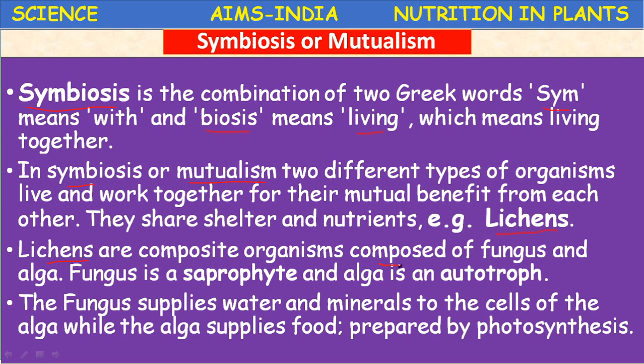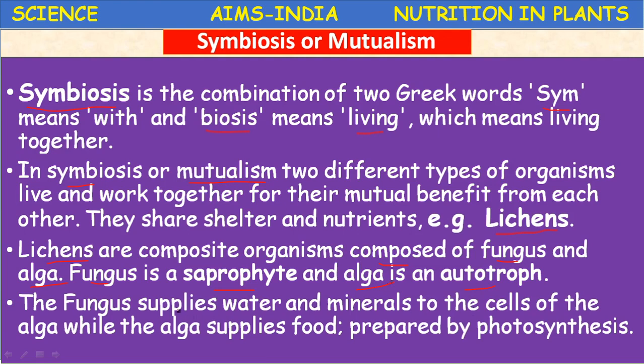They are composed of a fungus and an alga. It is a mutual association between the fungus and algae, two different groups of organisms. Here the fungus is a saprophyte and the alga is an autotroph. Here saprophytic and autotrophic nutrition are mixed. So the fungus is a saprophyte and the alga is an autotroph.